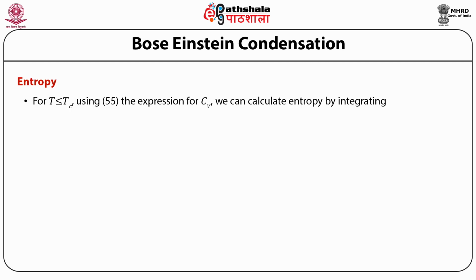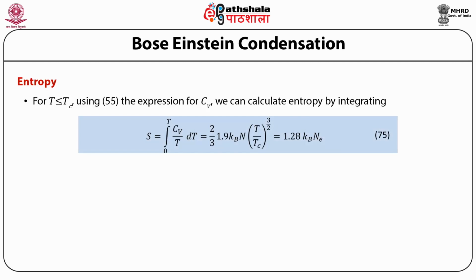For T less than or equal to Tc, using equation 55, the expression for Cv, we can calculate entropy by integrating, that is, S is equal to the integral from 0 to T of specific heat at constant volume divided by T dT, which is equal to 2/3 times 1.9 kB n multiplied by (T/Tc) raised to the power 3/2, which is equal to 1.28 Boltzmann constant kB times Ne, where we have used Ne is equal to n times (T/Tc) raised to the power 3/2.